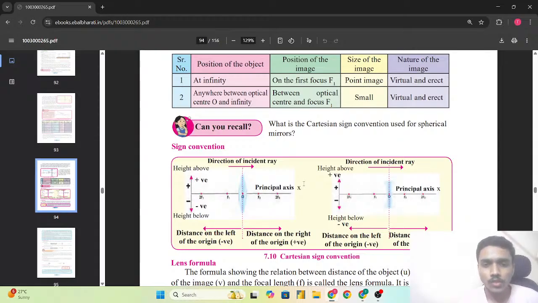So next is the Can You Recall section. What is the Cartesian sign convention used for the spherical mirrors?